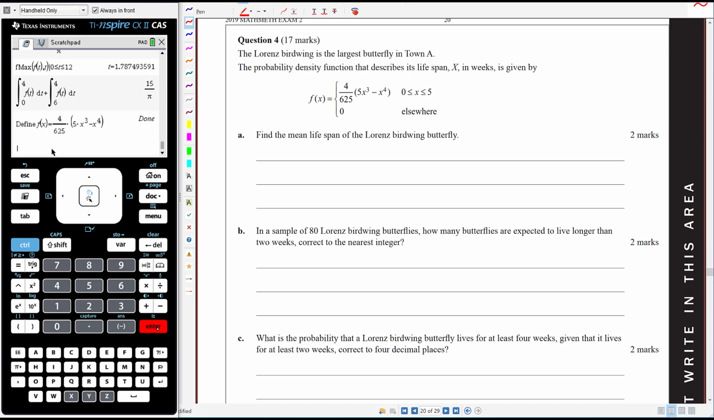Find the mean lifespan of the Lorenz wing butterfly. Okay, so the expected value of x, or the mean, is the integral over the domain, which is 0 to 5 of x times f of x.